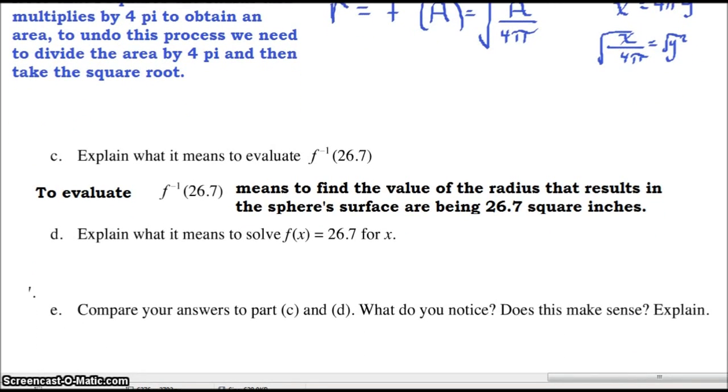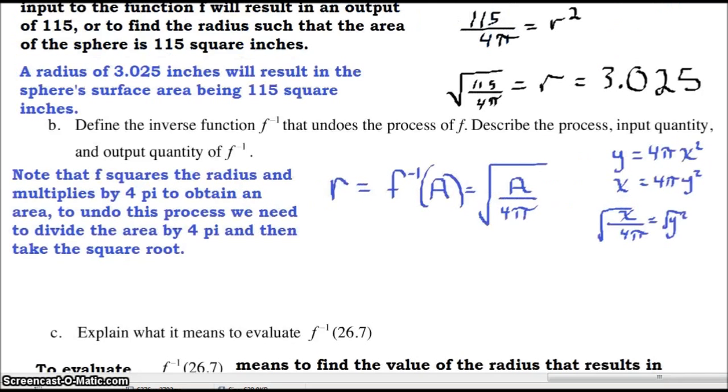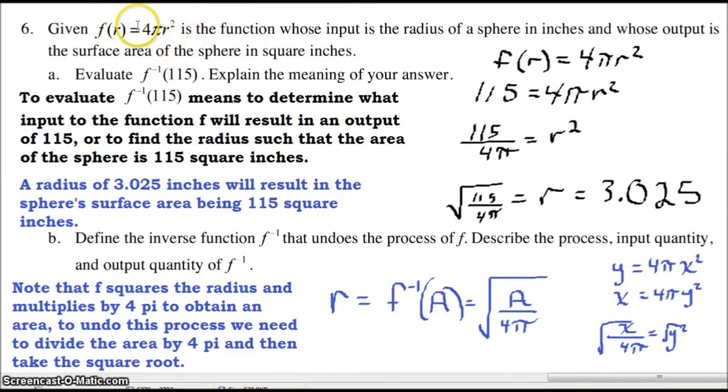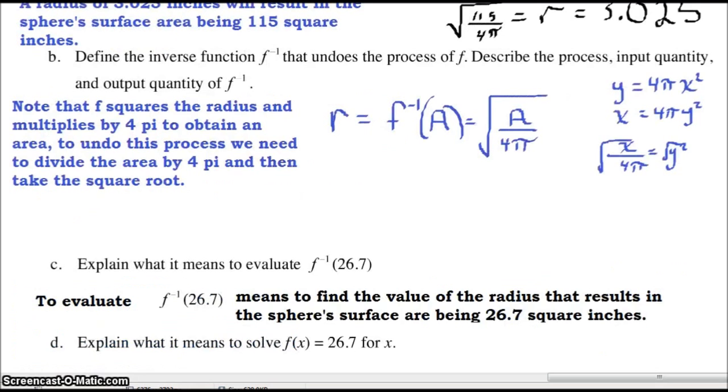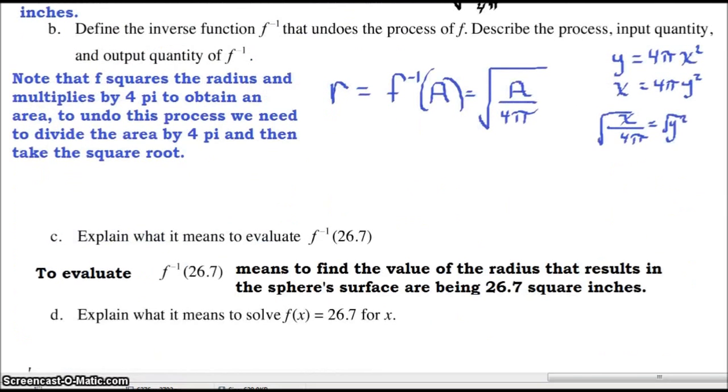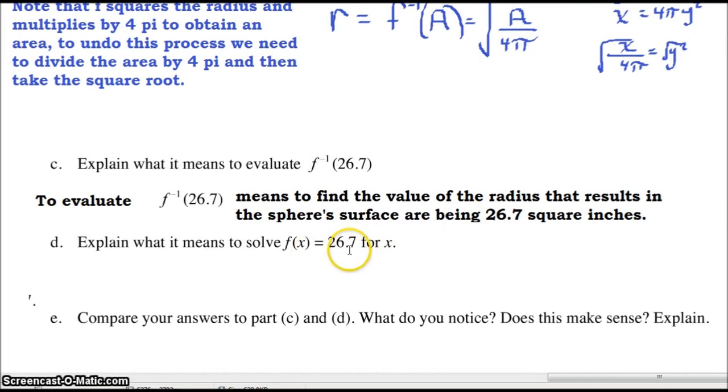Part D, explain what it means to solve f of x equals 26.7 for x. So here, f of x, that was the original function. So x would be a radius, and the output gives you the area. So this 26.7 is an area, and we'd be looking for the radius that gives us the value of 26.7 for the area. Notice that it's exactly the same as in part C.